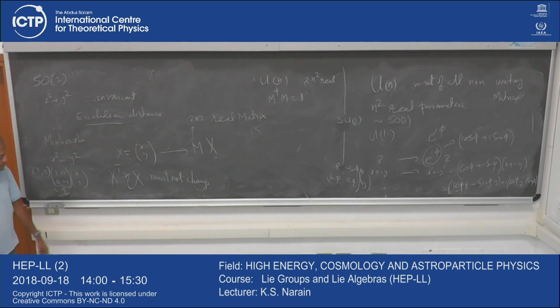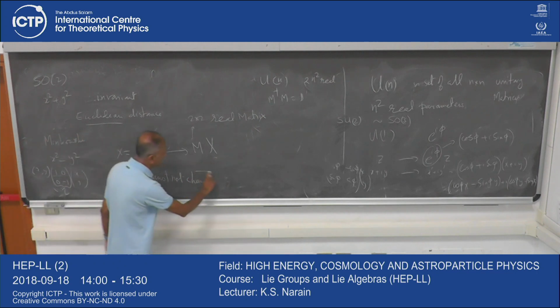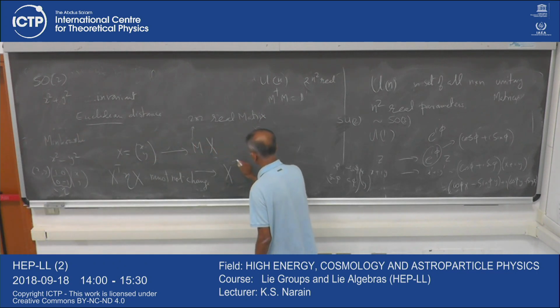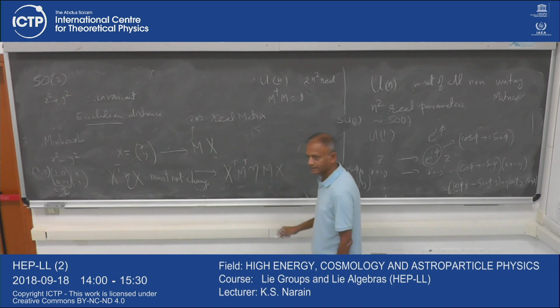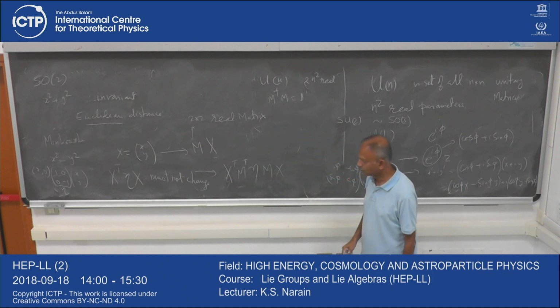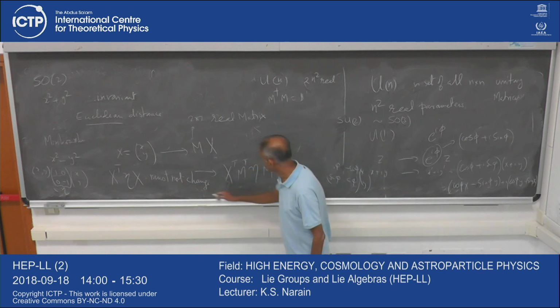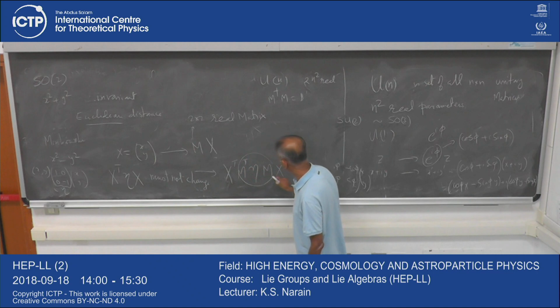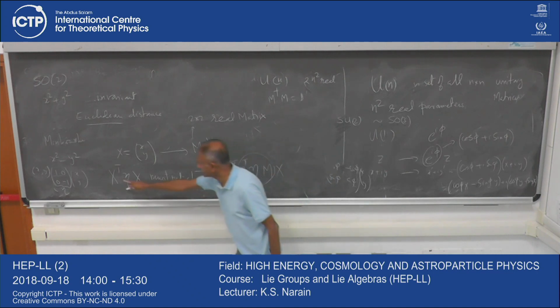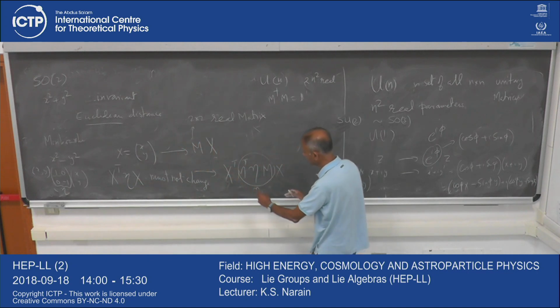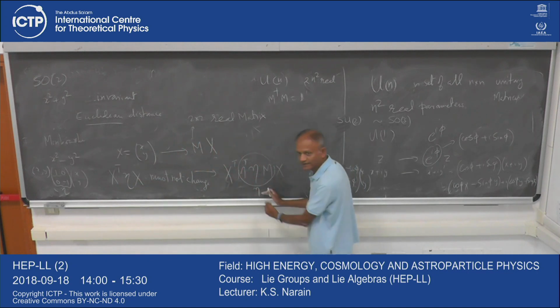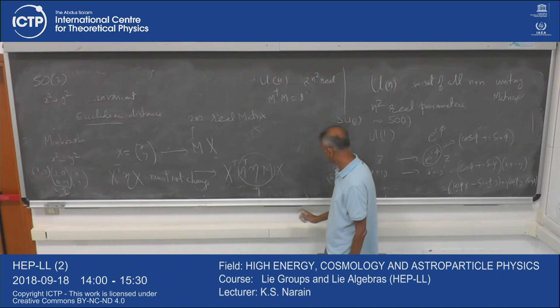And then plug that here. So you find that this goes to x transpose m transpose eta m x. So if it does not change, then this must be equal to eta, right? Because the original thing was x transpose eta x. So if the length squared doesn't change, that means this must be equal to eta. That's the condition.